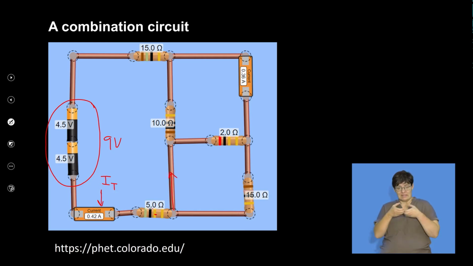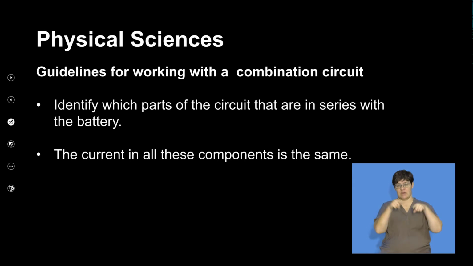And then there is a split in that part of the circuit. Beyond that, we also have further splits, until such a point that all the current will come to that point, meaning that all the current, which is 0.42, will pass through this resistor of 15 ohms. So how you treat this: identify the series and parallel parts of the circuit, those which are in series with the battery. For those in series, all the current passes through that portion of the circuit, and the current in all these series components is the same. That's what we are saying.